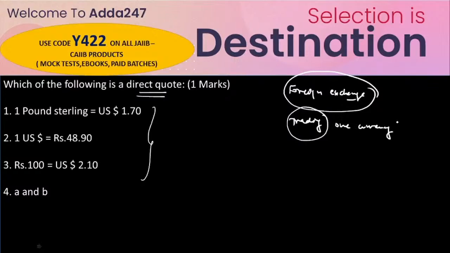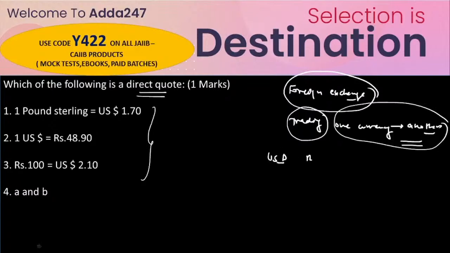So what we understand by foreign exchange is just the trading of one currency for another. For example, one can swap the US dollar for Indian rupees. Okay, so that is what we understand in foreign exchange arithmetic.